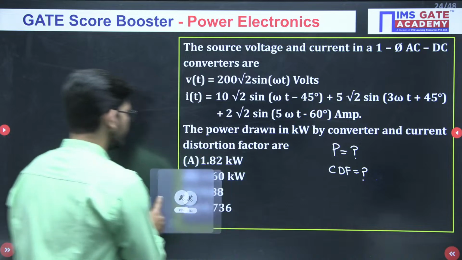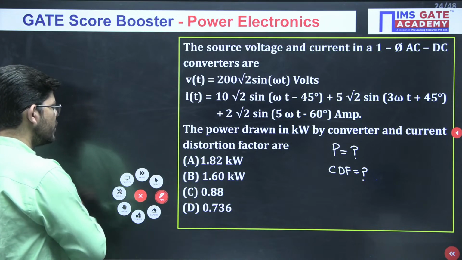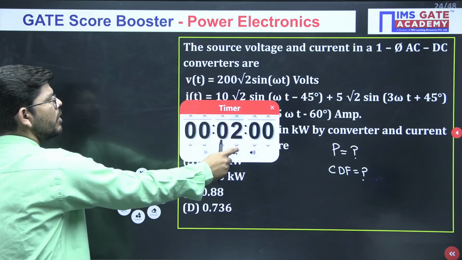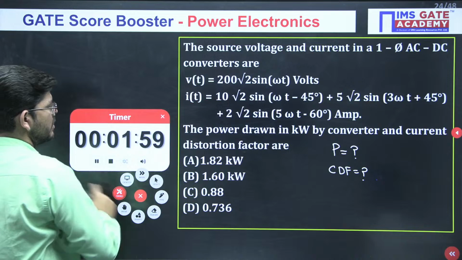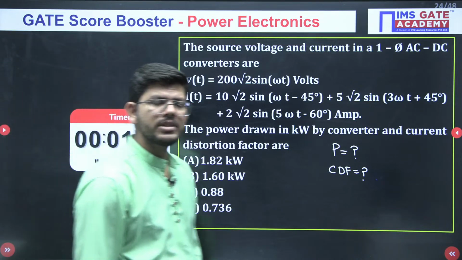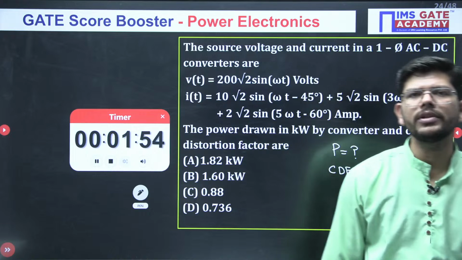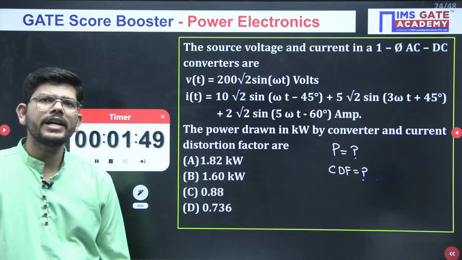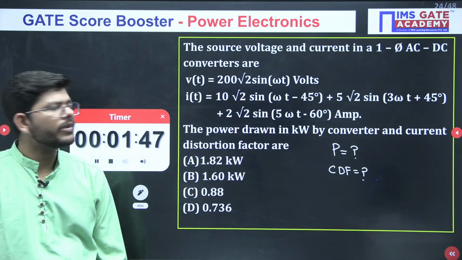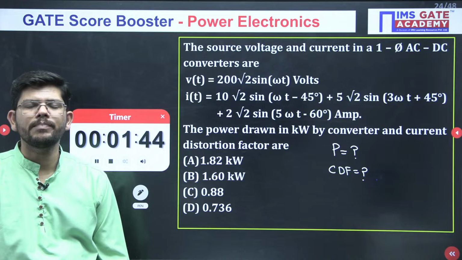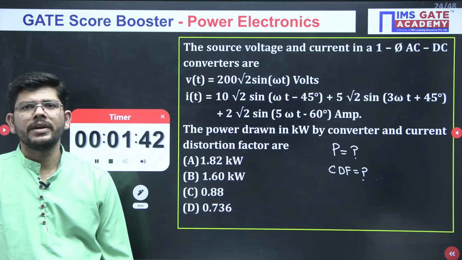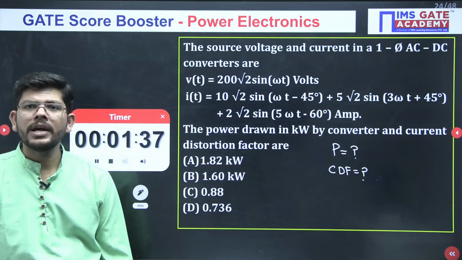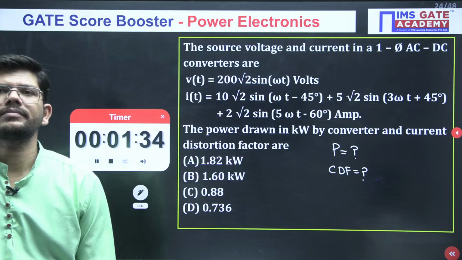Okay, and your time starts now. Let me see. Are you aware of these concepts as well? Before getting into the rectifier, you should know about this. Okay, so your time starts now. Let me see. Are you able to solve this question? Voltage is sinusoidal, but the current is periodic, but it is not sinusoidal. It is having multiple frequency terms. In that case, how to find the power, how to calculate the fundamental, and how to calculate the current distortion factor.